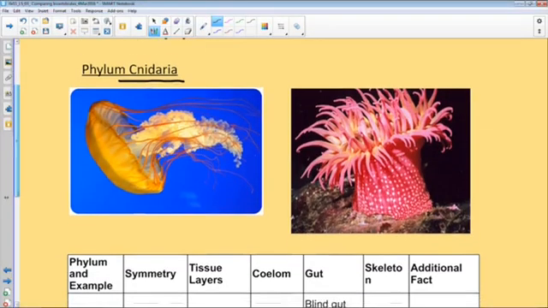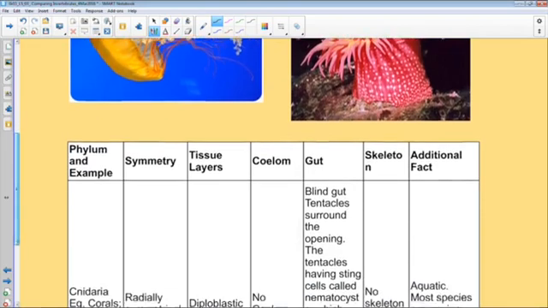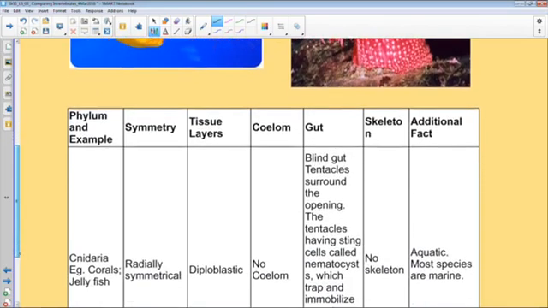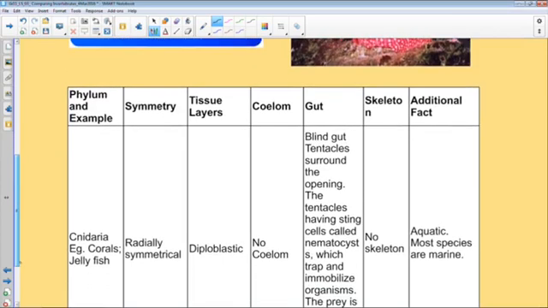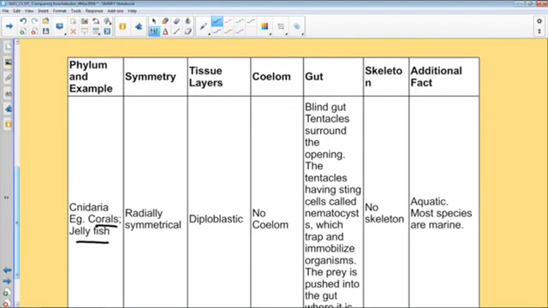Again, the key features we're discussing are the symmetry it shows, the tissue type, the coelom, the gut system, the type of skeleton, and some additional facts. So when we look at the phylum Cnidaria, we think of examples of jellyfish, corals. So these you would have seen, guys. These often lie on the beds of the oceans, often attached to rocks.